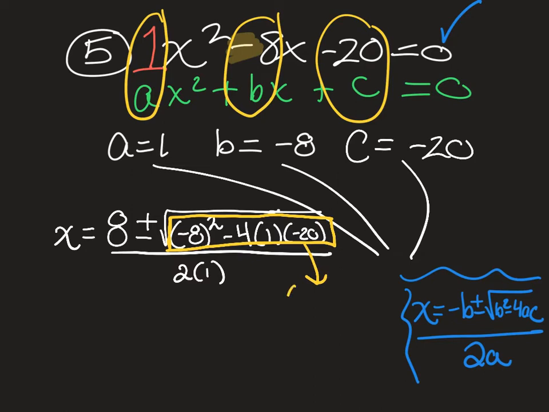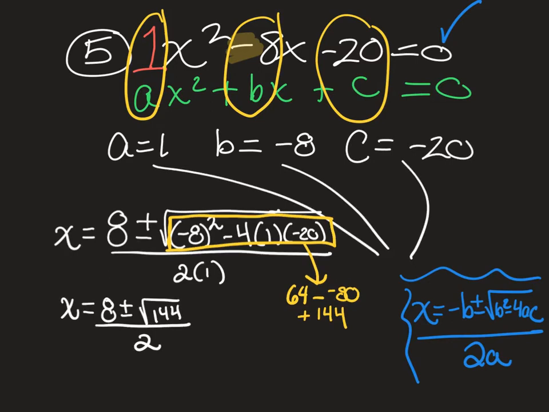So I'm going to get 64 minus 4 times 1 is 4. 4 times negative 20 is a negative 80. So you're really going to add those two together. So you're going to get a positive 144. So then I'm going to plug that back into my quadratic formula. I'm going to have x equals 8 plus or minus the square root of 144, all divided by 2.